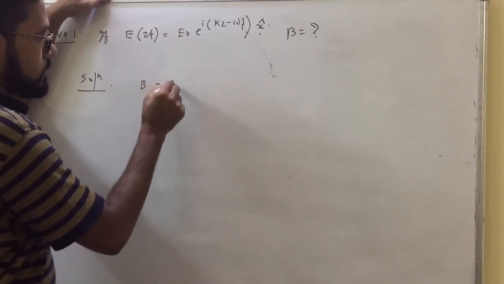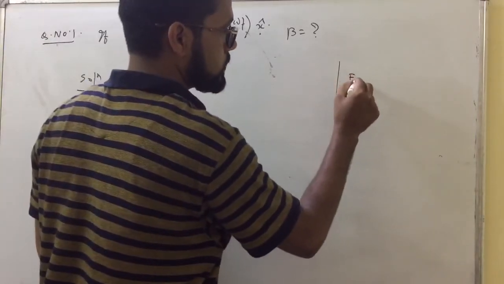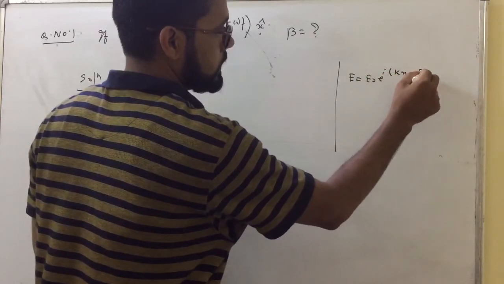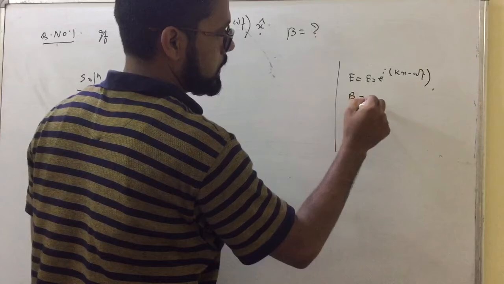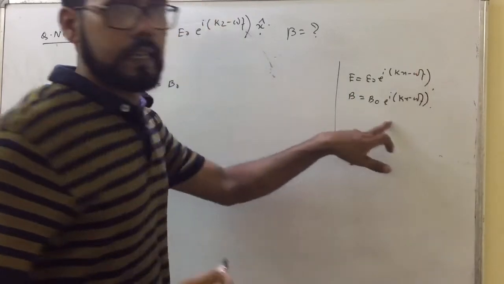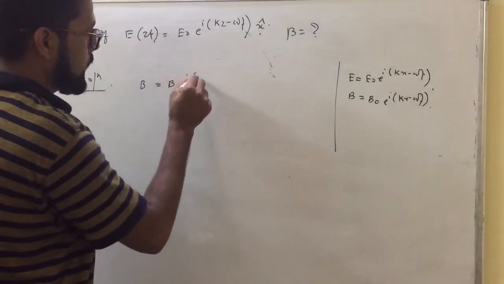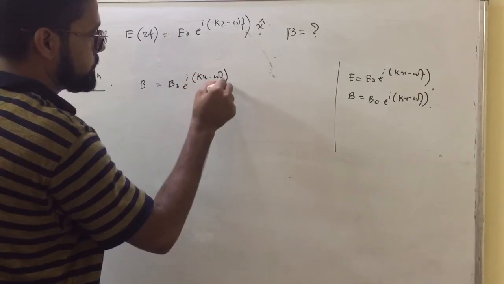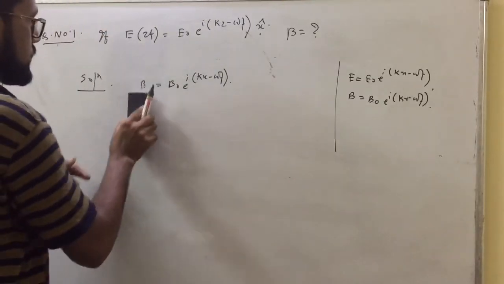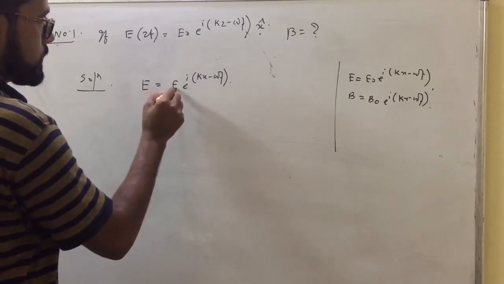As per the standard solution, E equals E naught e to the power i(kx minus omega t), and B is equal to B naught e to the power i(kx minus omega t). This is the standard solution. Now this B equal to B naught e to the power i(kx minus omega t), I have to find out. Before that I am writing in terms of E. I will write E equal to E naught.